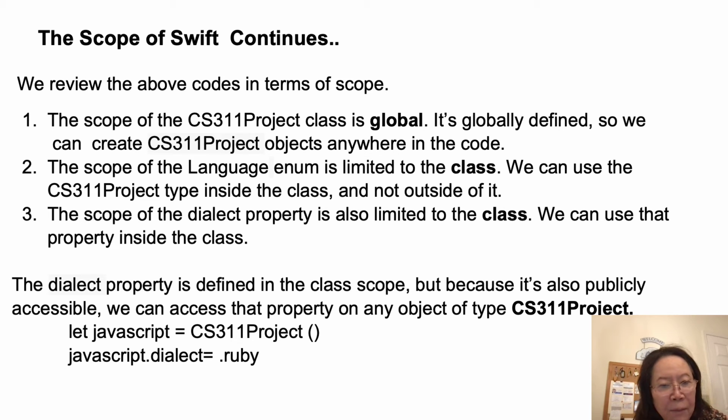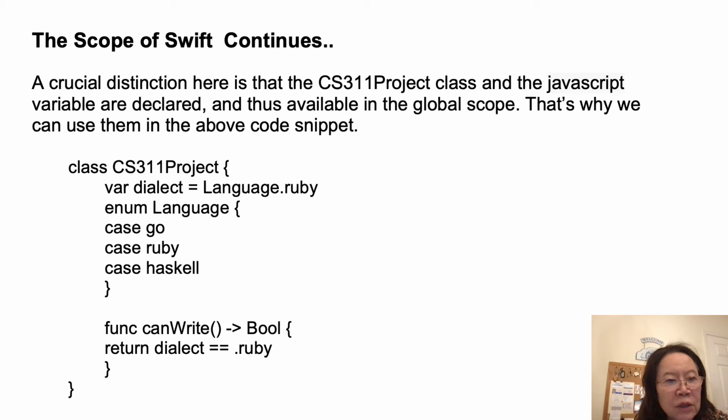The scope of the dialect property is also limited to the class. We can use that property inside the class. The dialect property is defined in the class scope, but because it is also publicly accessible, we can access the property on any object of type CS311Project. Let javascript equal CS311Project. javascript.dialect equals .ruby. The crucial distinction here is that the CS311Project class and the javascript variable are declared, and thus available, in the global scope. That's why we can use them in the above code snippet.